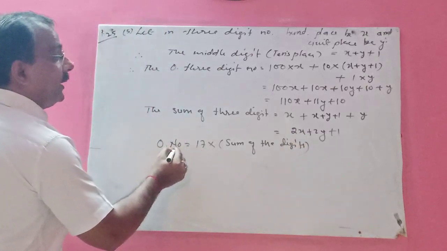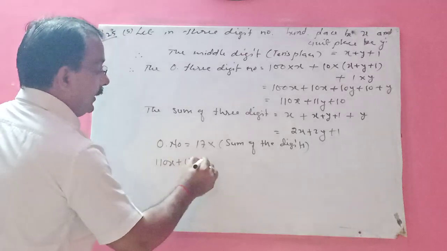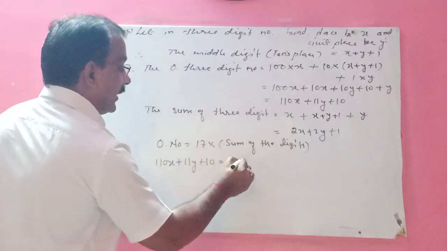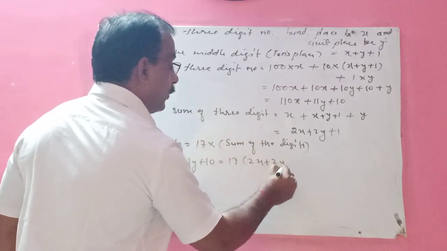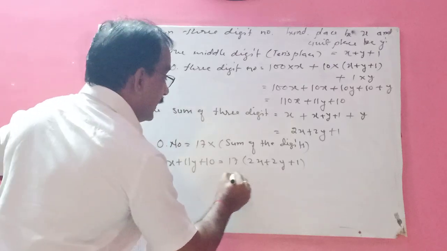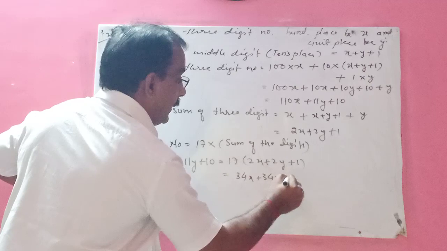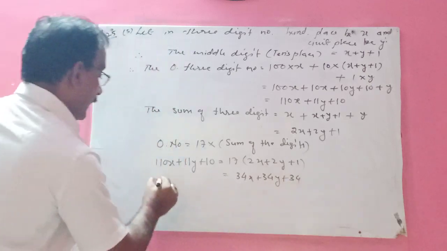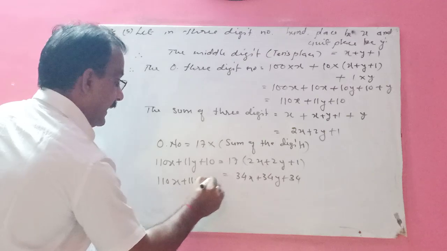So here, what is the original number? 110x plus 11y plus 10 is equal to 17 into 2x plus 2y plus 1. Got it? Just solve this. So this is equal to 34x plus 34y plus 34, and on the other side 110x plus 11y plus 10.